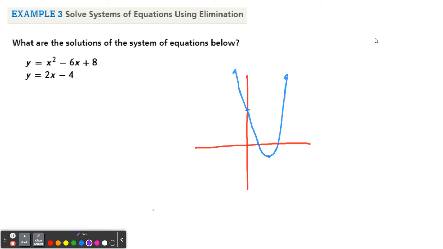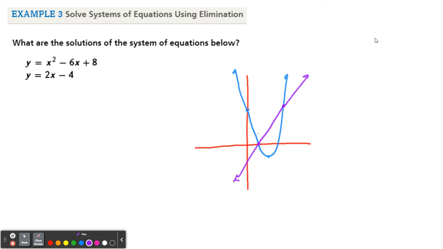Okay, and then the line I'll do in purple. Looks like it has an intersection point here with the graph and an intersection point here. I'll connect those two points to make my line. And again, you notice we have two equations, right? So if we go back to Desmos, and again, I took a quick picture.